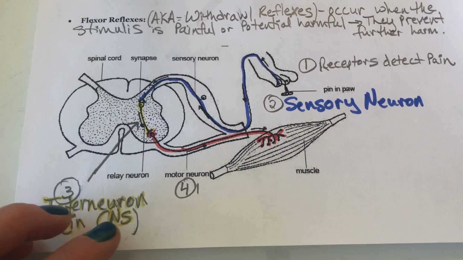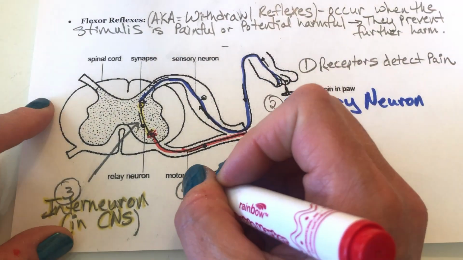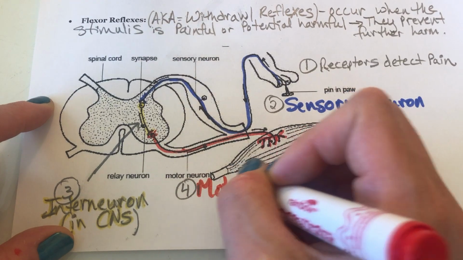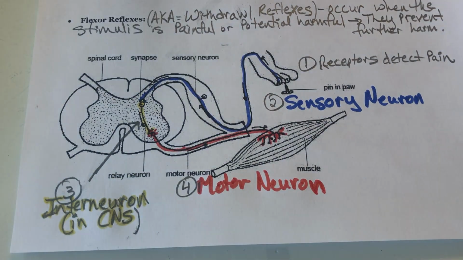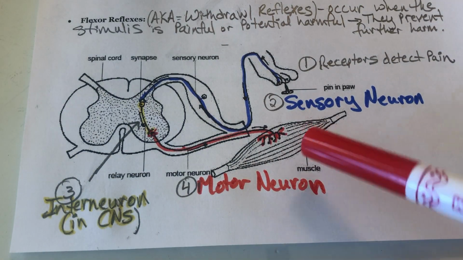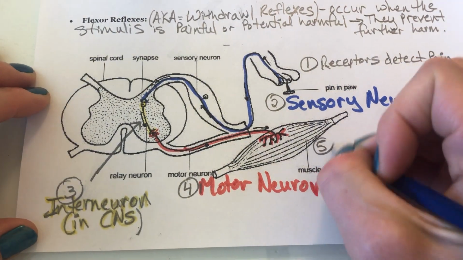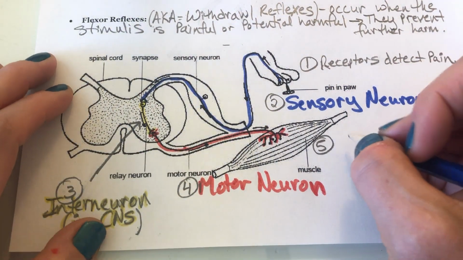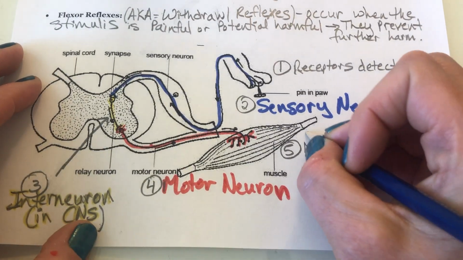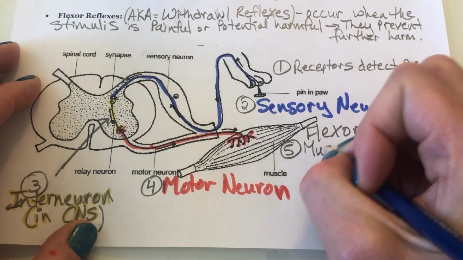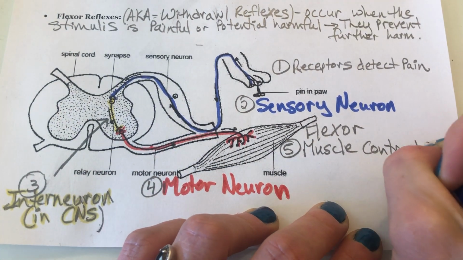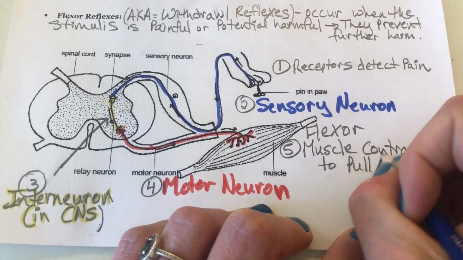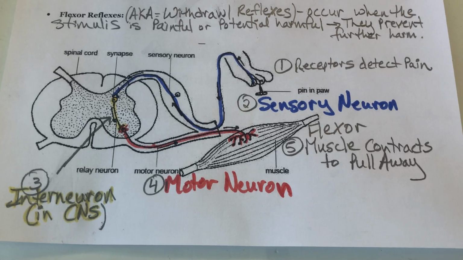Number 4 was the motor neuron. Oh, in red. Gotta have that. And number 5 was the muscle that contracts to pull away. So there we be. That's kind of tracing that whole pathway in comparison. Let's say flexor muscle contracts, right? Okay. Yeah, and that's important for survival too.